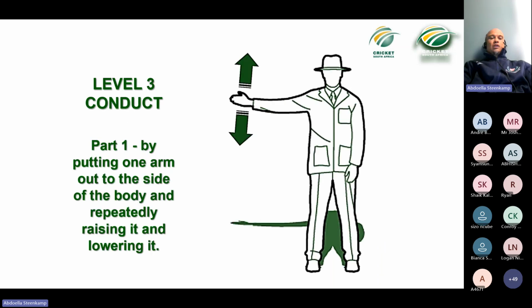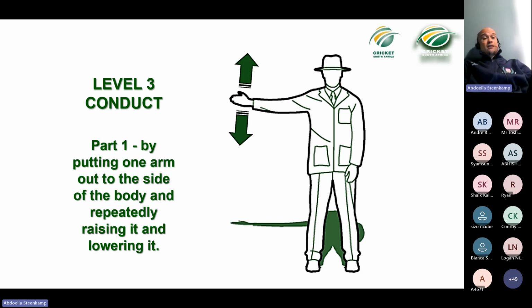There are also level 3 and level 4 conduct. For a level 3 conduct, there are 2 signals to be used. The first signal is by putting one arm to the side of the body and to lift it up and down. That's your first signal for level 3 conduct. If the scorers see this, they'll know there's either level 3 or level 4 conduct coming up.